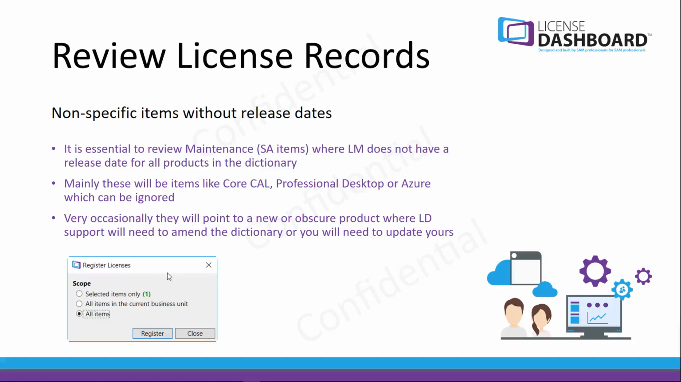It's essential to review license records, specifically non-specific items without release dates, because that means that License Manager doesn't have a release date for that particular product in the dictionary. Now quite often you can ignore these because they're just going to be things like the Pro Desktop, Azure or CoreCAL, but very, very occasionally they're going to point to some obscure product where License Dashboard support are going to need to amend the dictionary, or indeed you need to update yours because it's out of date.